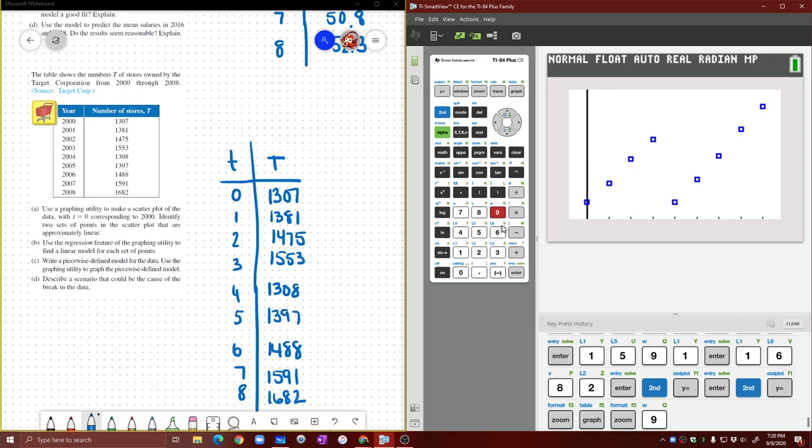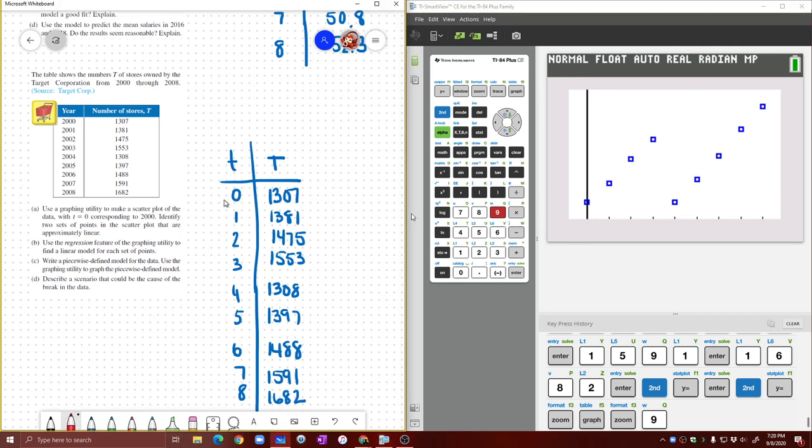Hey, there we go. And now look at this scatter plot. Very weird looking scatter plot. It looks like there's two lines here. So this is why it said, identify two sets of points that are approximately linear. This set of points, the first 4, formed a straight line. But then these last 5 formed their own straight line. So now we've identified the two groups. So I'm going to highlight it here. This group, the first 4, made one line, and then these 5 made their own line.